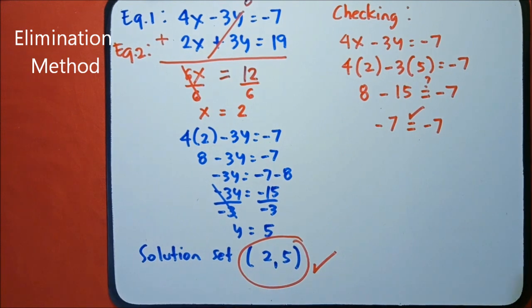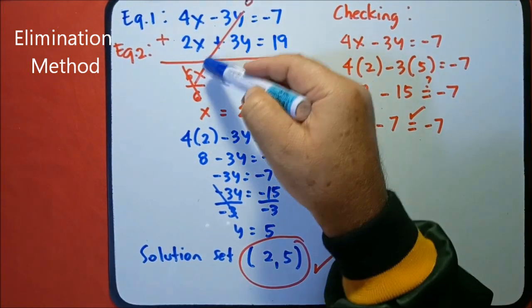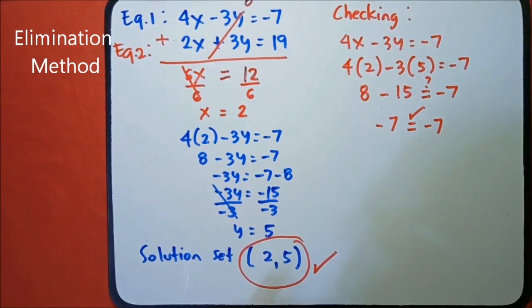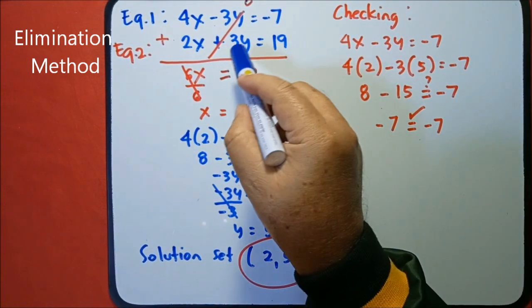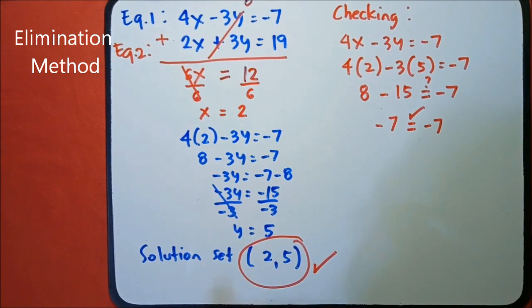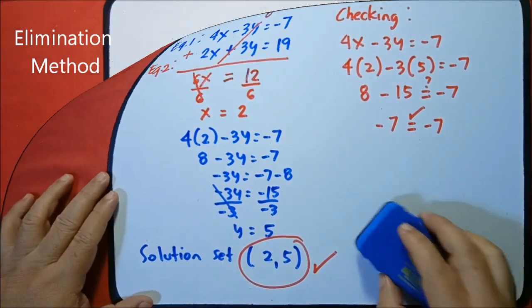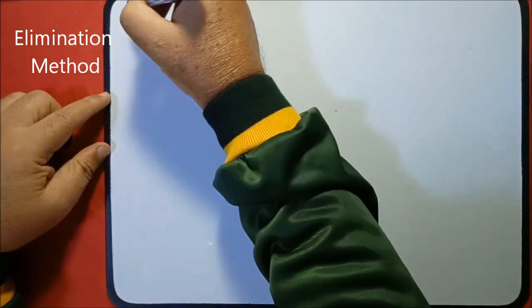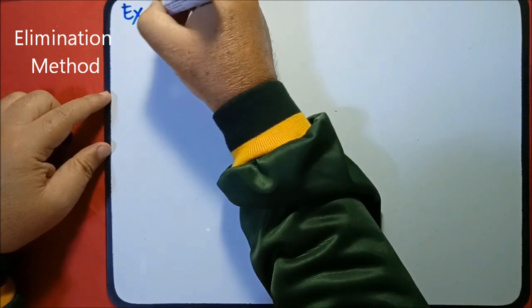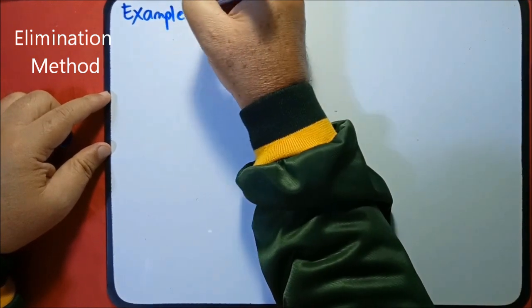Okay. Tanong. Halimbawa, sir, hindi natin makakancel kaagad. Anong gagawin natin? Halimbawa, mayroon tayong variable na hindi agad-agad makakancel out. Ano ang gagawin natin? Okay, let us check. And we will use another example. Okay, ito yon. Example number 2.